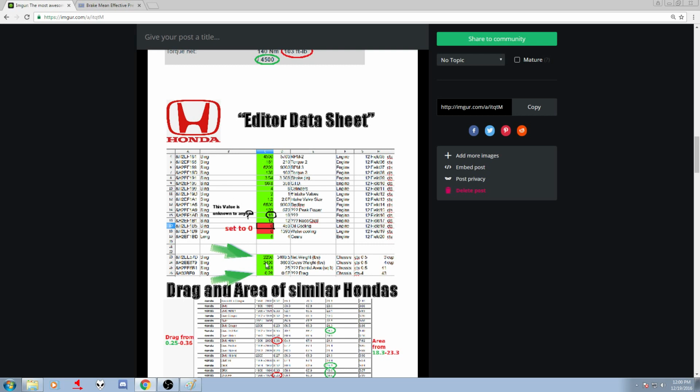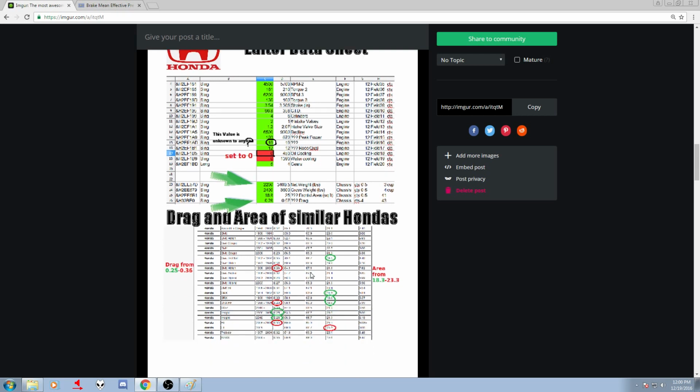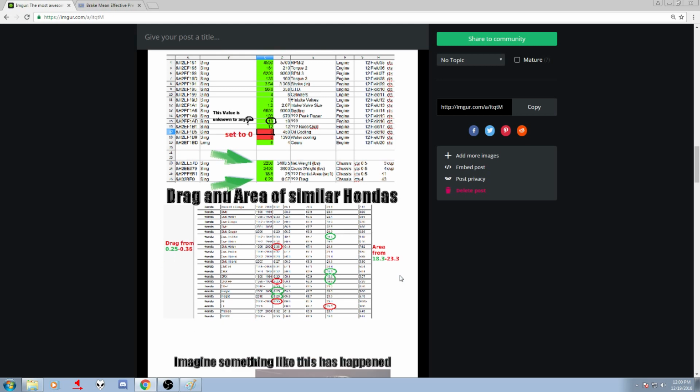What else we've done is adjusted the weight of the chassis, the frontal area and the drag. The drag of air that goes over the body for Hondas is about 0.25 to 0.36. Frontal area of different Hondas, like Honda Insight, Honda Del Sol, Civic, CRX, is between 18.3 and 23.3. These are the values that we're swinging with.